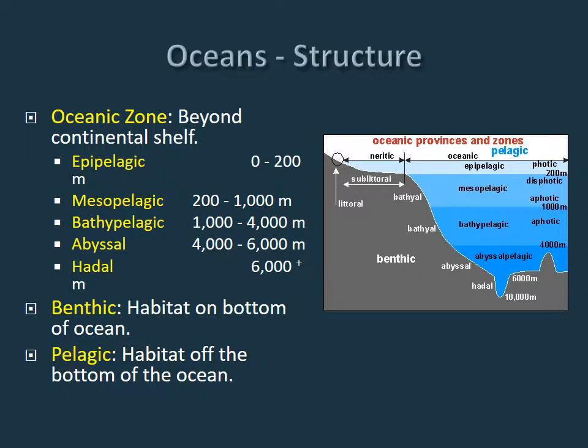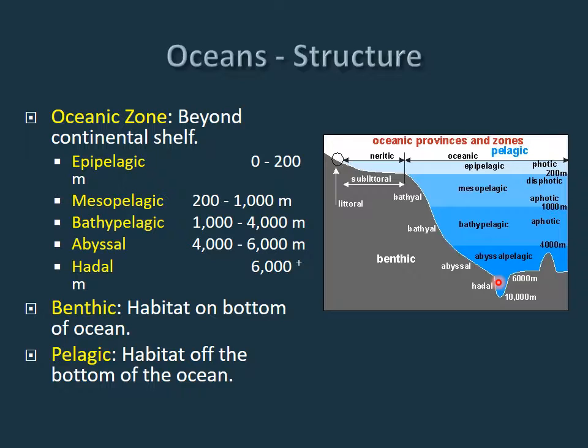Your oceanic zone is everything beyond the continental shelf, and then you have different regions within the ocean zone based on the depth. So you have the epipelagic here to 200 meters, the mesopelagic down to 1,000 meters, the bathypelagic from 1,000 to 4,000 meters or so. Abyssal is down below that, and hadal down in your extreme depths, so like in your deep ocean trenches.